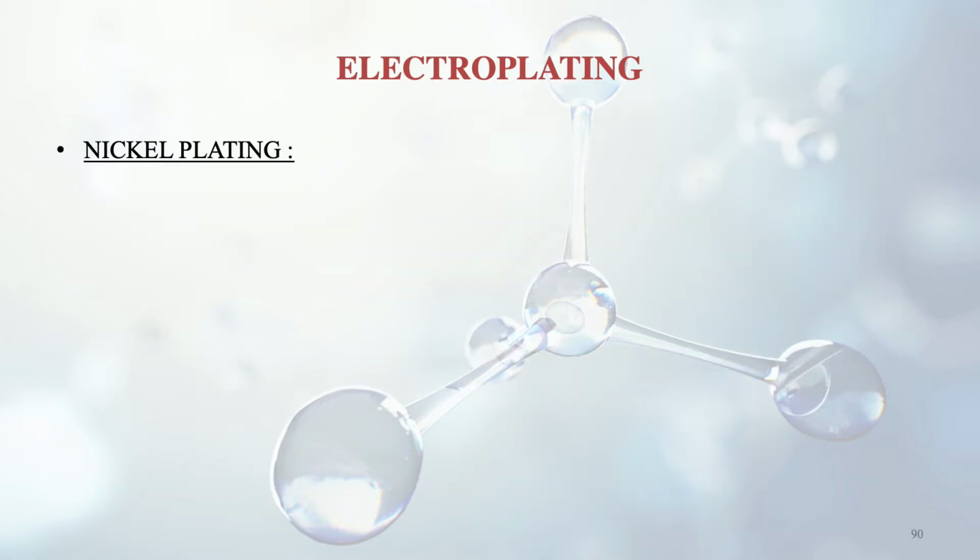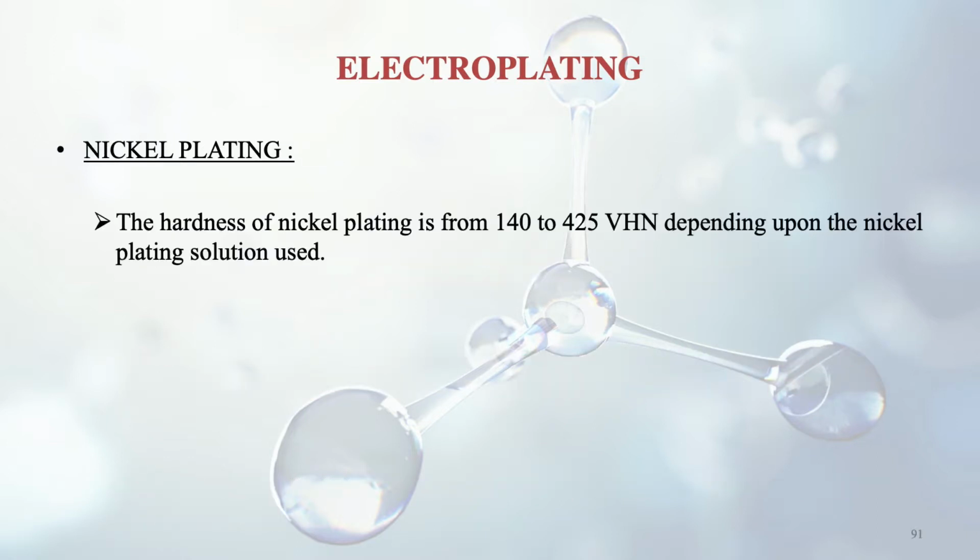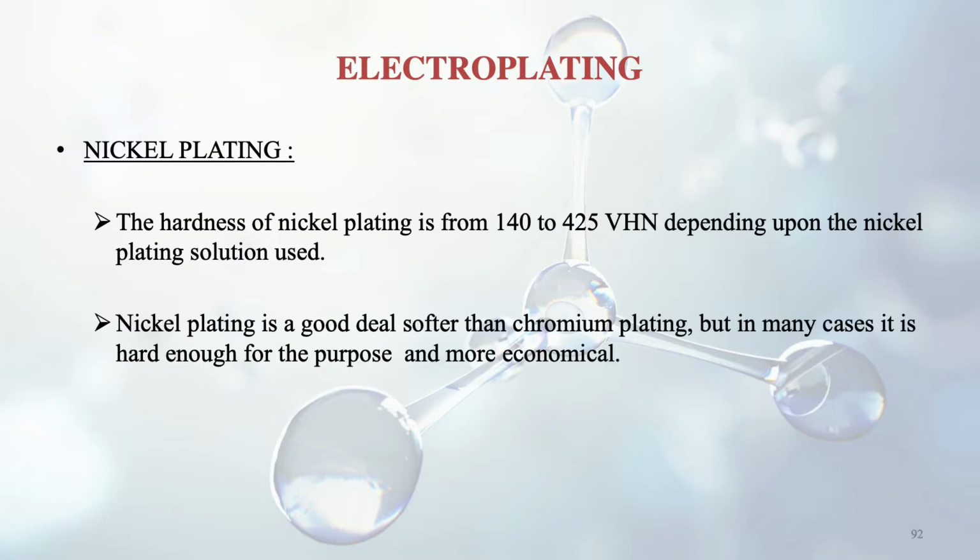Then we have the nickel based plating, and the hardness of nickel plating is from 140 to 425 VHN, which is lesser than that of chromium, and it depends upon the nickel plating solution used. Nickel plating is a good deal softer than chromium plating, but in many cases it is hard enough for the purpose and is more economical. So we have to see the economy also, the cost also. Where our purpose is met by nickel, we don't need to use chromium.